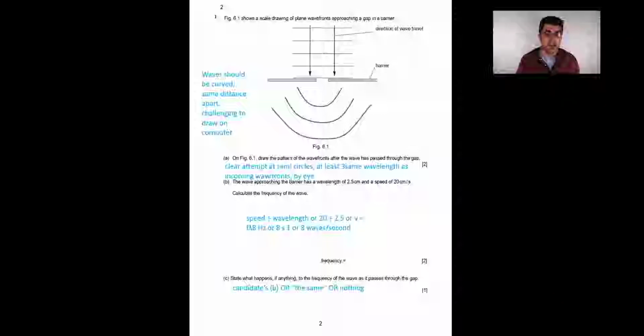The very last part: state what happens, if anything, to the frequency of the wave as it passes through the gap. Nothing. The frequency does not change. The frequency of a wave depends on its source and nothing else, as far as you're concerned.